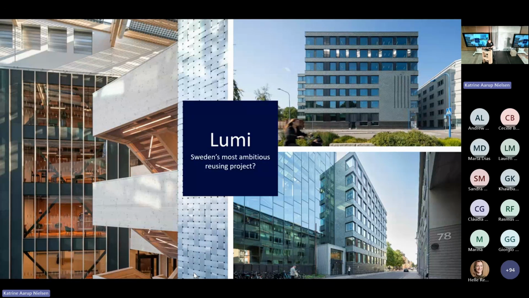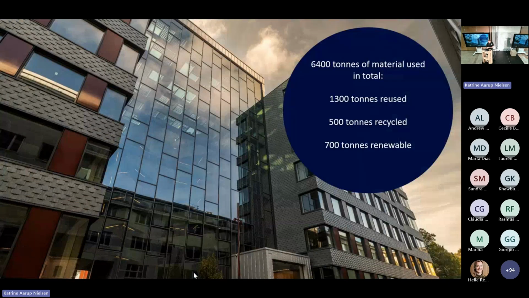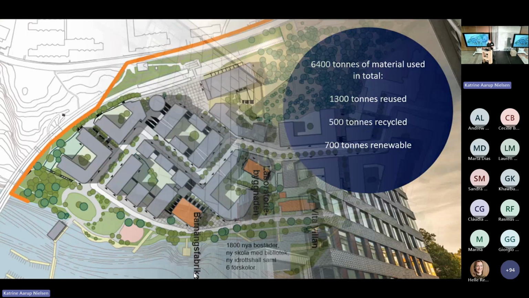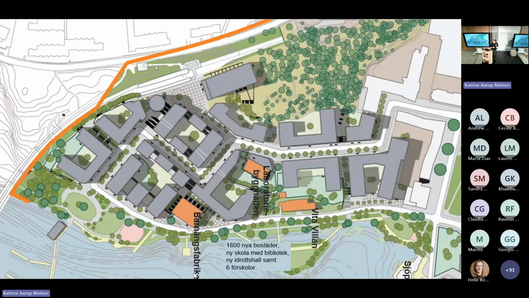And my last example is from Stockholm, not yet developed. We are in the midst of a process with the municipality of Stockholm, creating a new zoning plan for this area. It's called Alvik, located 5 kilometers outside of the city center, close to Lake Mälaren.